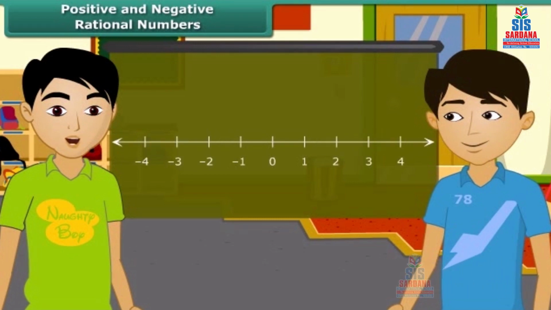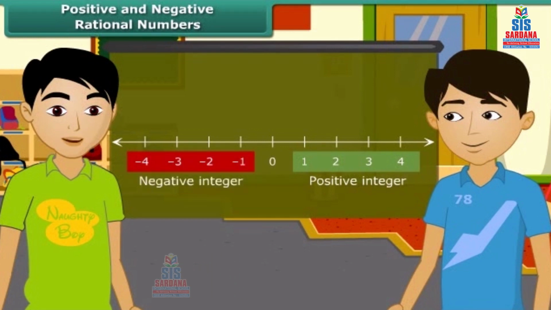Look at this number line. Points on the right side of 0 are called positive integers, and points on the left side of 0 are called negative integers. Let's mark 1/2 on this line. 1/2 will lie in between 0 and 1, and -1/2 will lie in between 0 and -1.